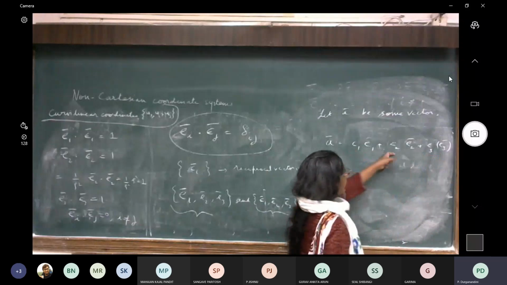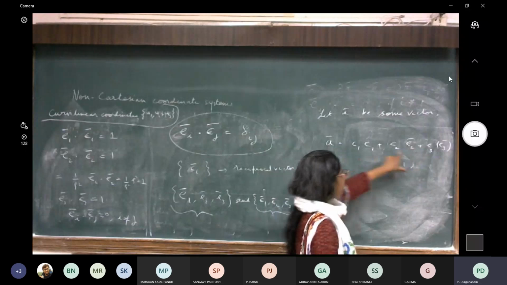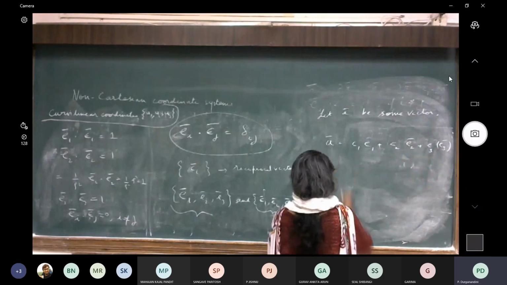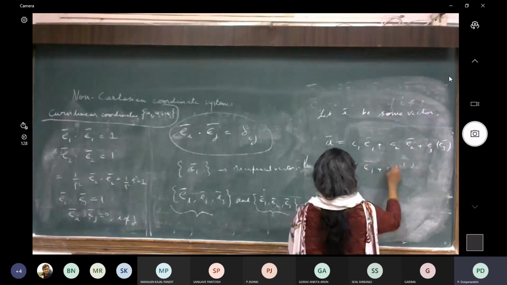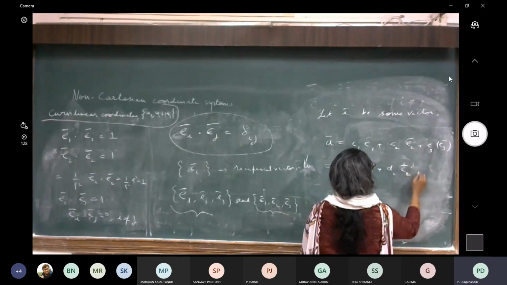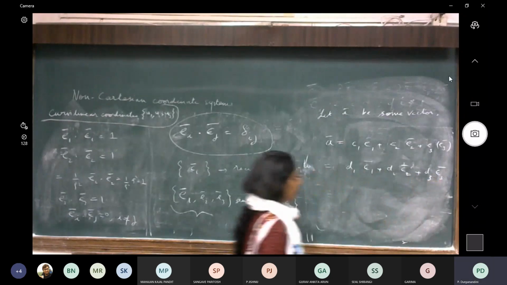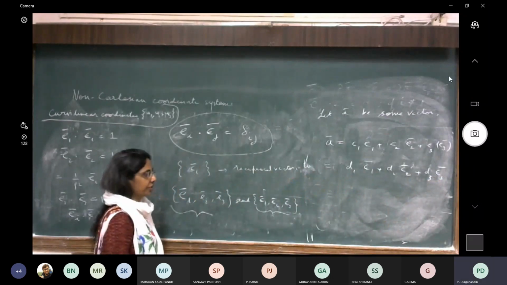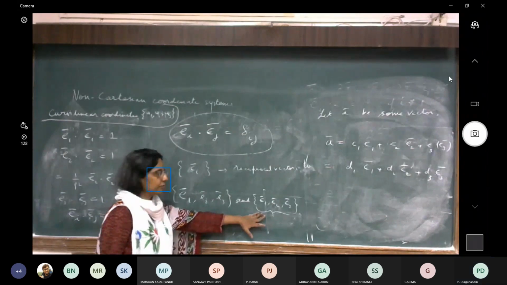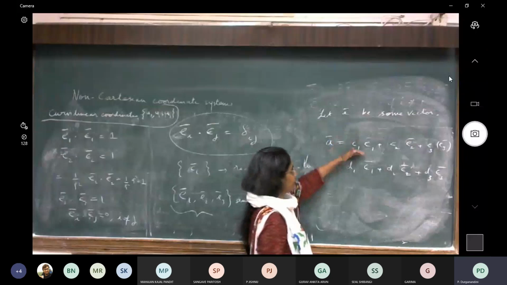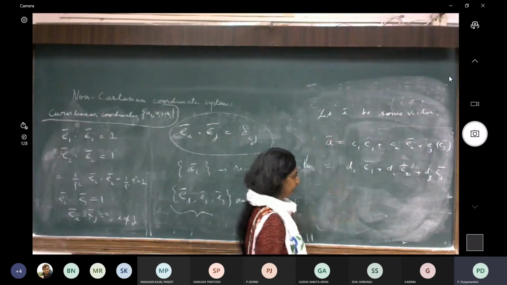Here C1, C2, C3 are the coefficients, or the components of this vector, using the basis e1, e2, e3. Equivalently, I could have expanded it in terms of some other coefficients, D1 epsilon 1 plus D2 epsilon 2 plus D3 epsilon 3, where D1, D2, D3 are the coefficients with respect to the basis epsilon 1, epsilon 2, epsilon 3. It doesn't matter which I use, because both expansions represent the same vector.